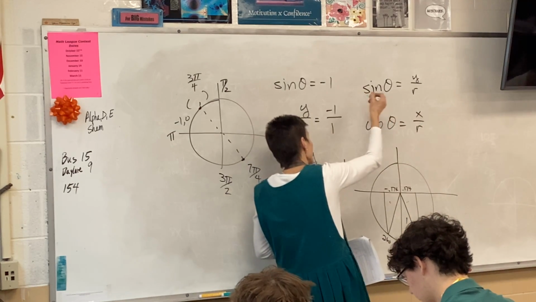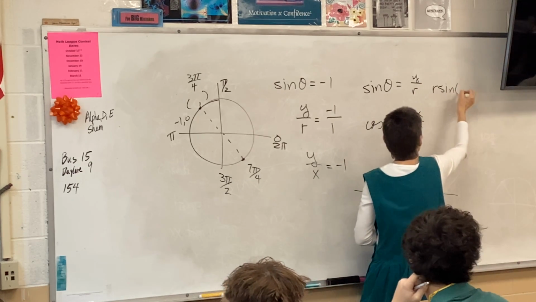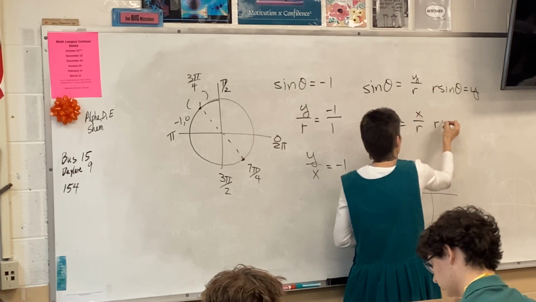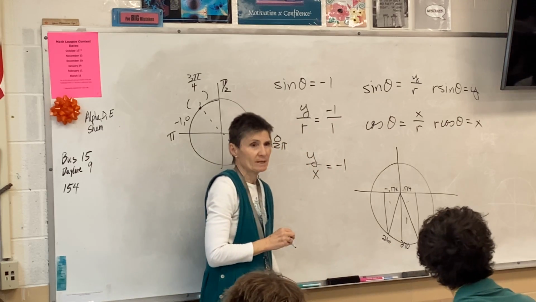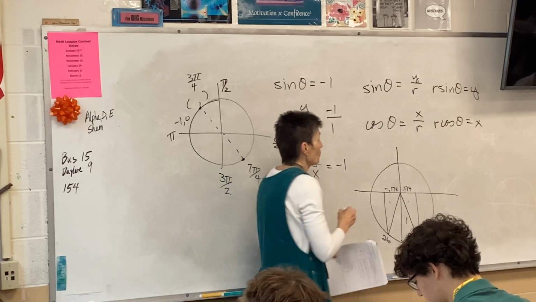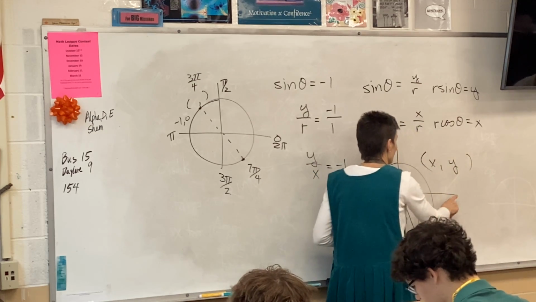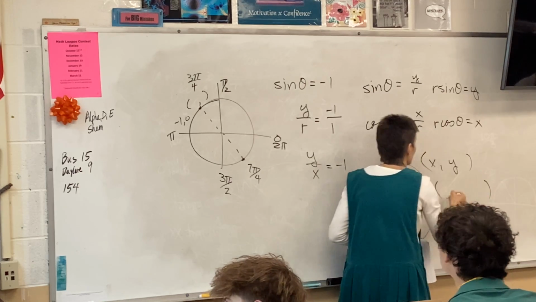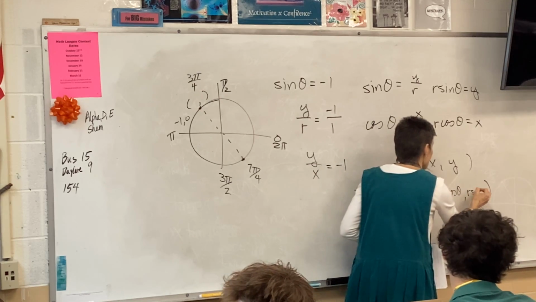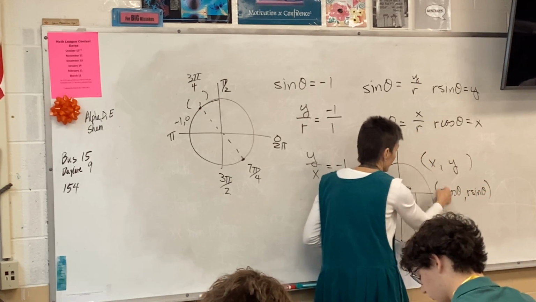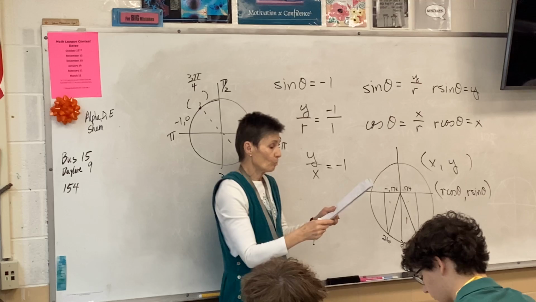So we could multiply by r, and then this would say r sine theta equals y, and r cosine theta equals x. Would you agree with that? Just doing a little bit of arithmetic there. So we're used to writing ordered pairs as x comma y. Well, now we can write ordered pairs as r cosine theta, comma, r sine theta, because this is x and this is y. Nothing hard there, just a different way of looking at ordered pairs.